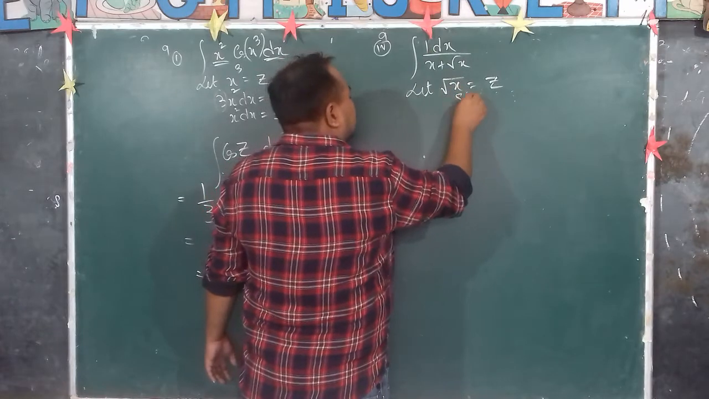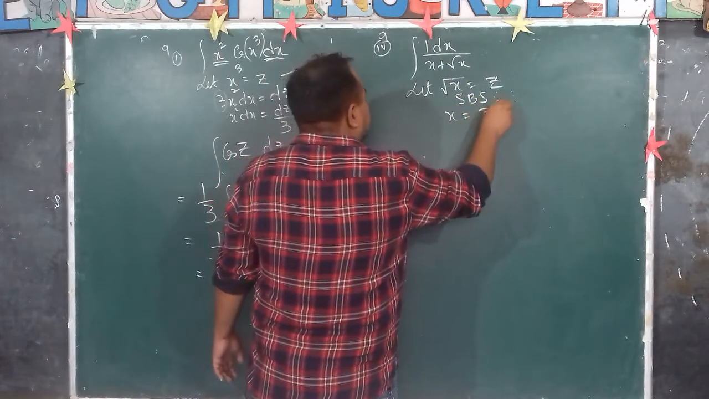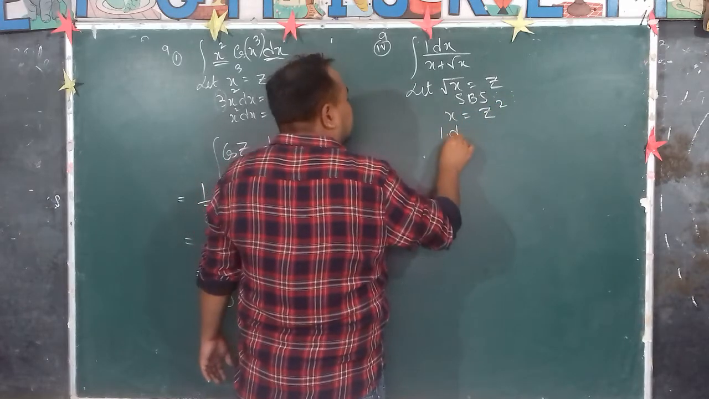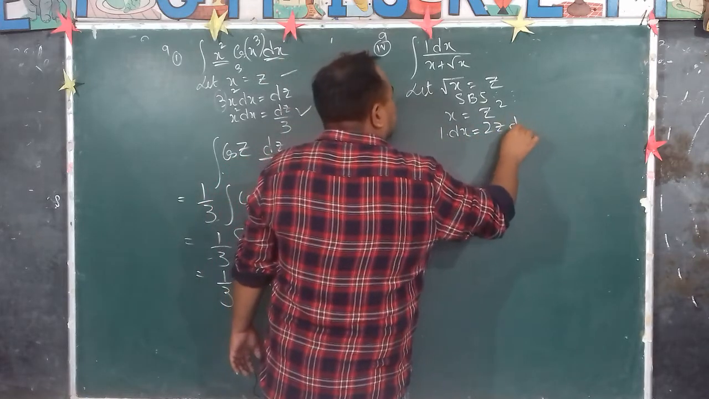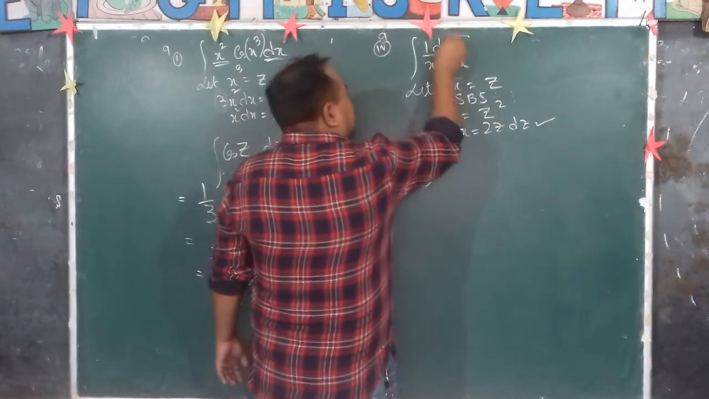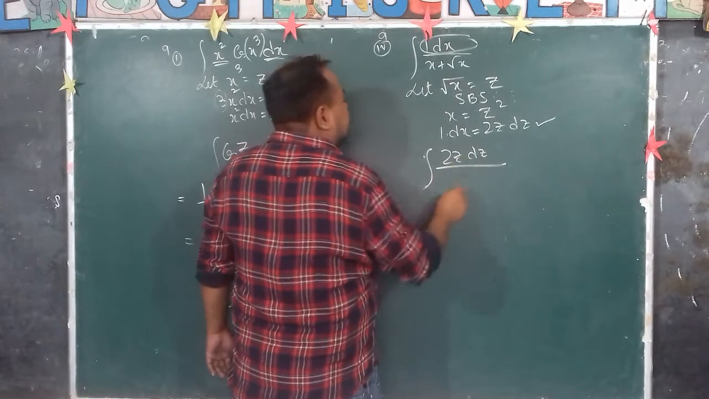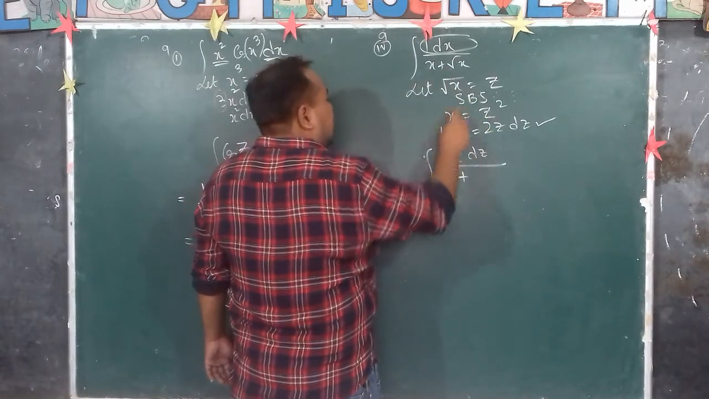But there is no root. Remove the root by squaring both sides. So what do you get? x equal to z square. Now differentiate. Differentiation of x is 1. After differentiation, what did I tell you to write? dx, and differentiation of z square is 2z dz. Now substitute. Instead of dx, I can write 2z dz divided by, instead of x, z square, and root x is z.